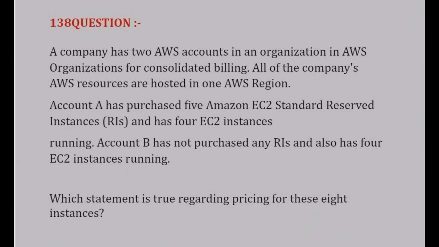Question is, a company has two AWS accounts in an organization in AWS Organizations for consolidated billing. All of the company's AWS resources are hosted in one AWS region. Account A has purchased 5 Amazon EC2 Standard Reserved Instances, RIs, and has 4 EC2 instances running. Account B has not purchased any RIs and also has 4 EC2 instances running. Which statement is true regarding pricing for these 8 instances?